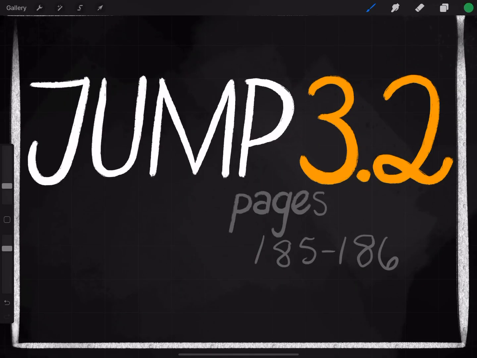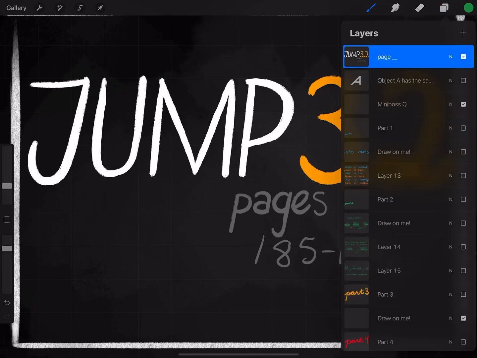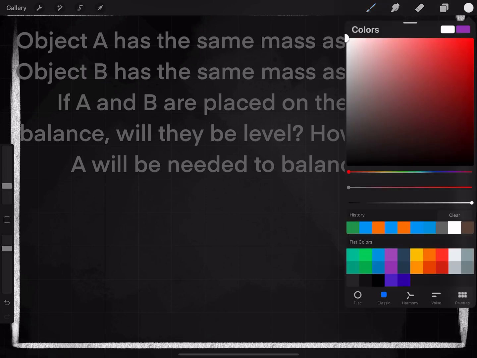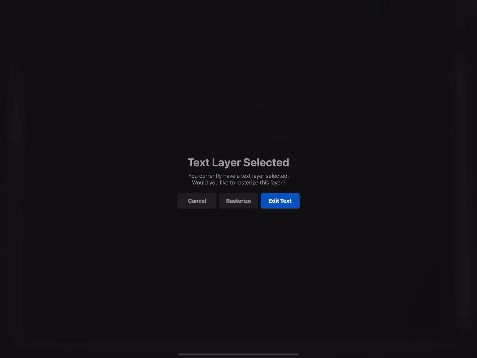And here's lesson 44, Mass, page 185. We have a boss question. Object A has the same mass as 2 erasers. Object B has the same mass as 6 erasers. If A and B are placed on the same balance, which we will draw a little bit later in this lesson.